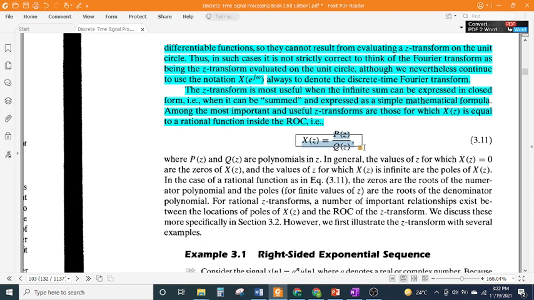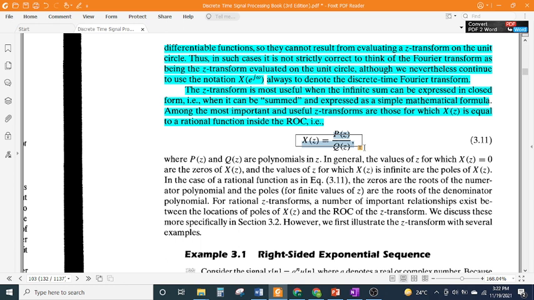For this example, there is one zero, at z = 0, and one pole, at z = a. The pole-zero plot and the ROC for Example 3.1 are shown in Figure 3.3, where the symbol O denotes the zero and the symbol X the pole. For |a| ≥ 1, the ROC does not include the unit circle, consistent with the fact that, for these values of a, the Fourier transform of the exponentially growing sequence a^n u[n] does not converge.